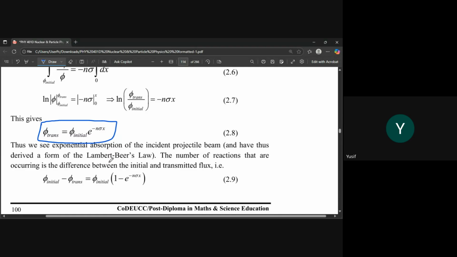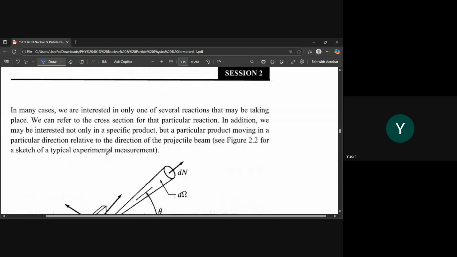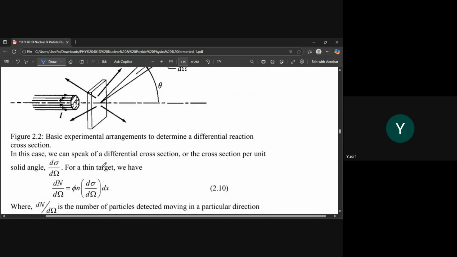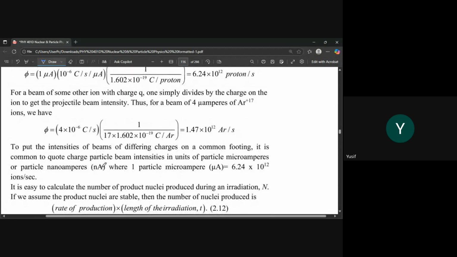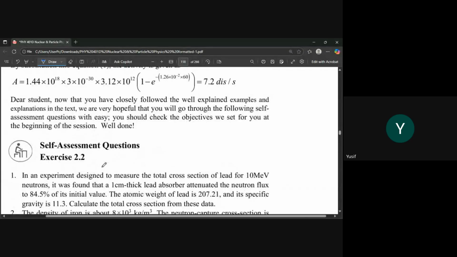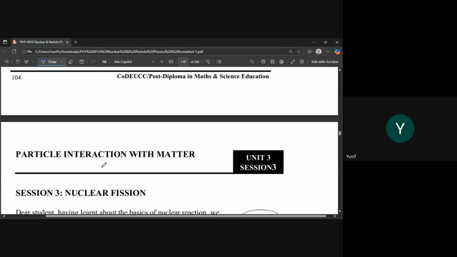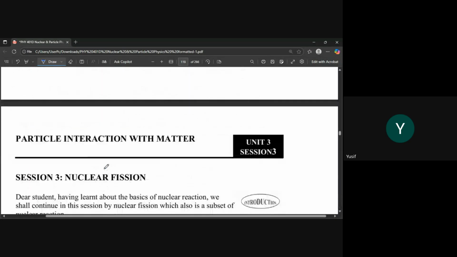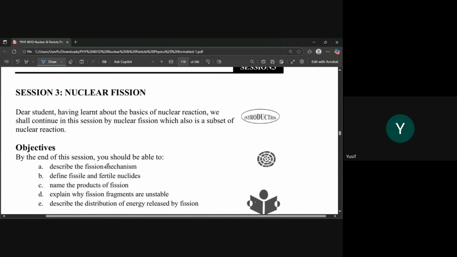Okay, so this is all calculation or some derivation that it's talking about over here, of which I won't really spend much time on. Okay, then we move on to nuclear fission.